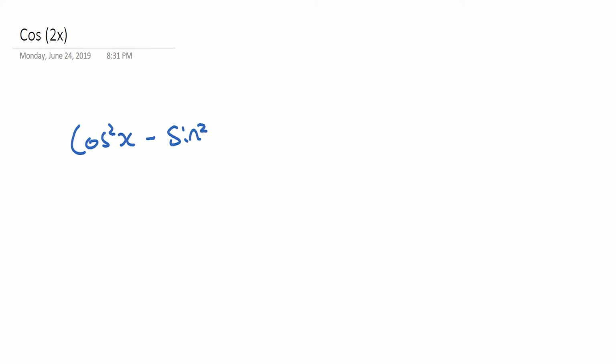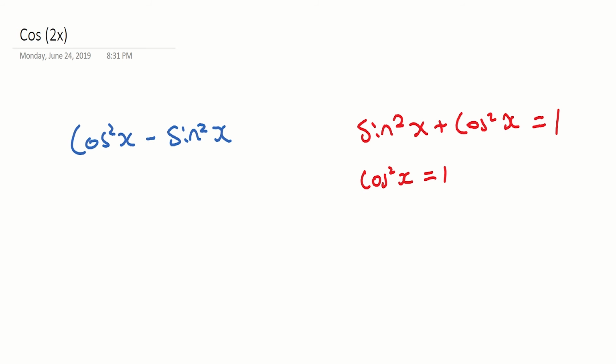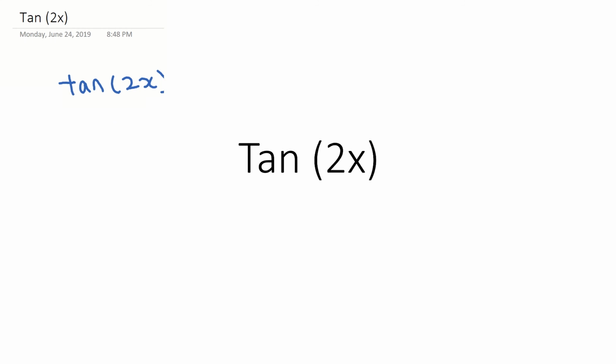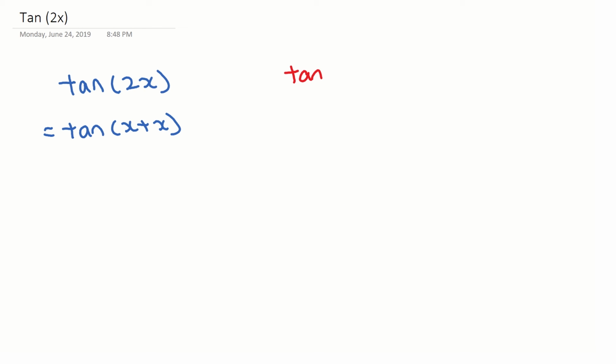In the same way, we can also make cosine square of x the subject of the Pythagorean identity, which equals 1 minus sine square of x. Substituting that into cosine square of x minus sine square of x will give us 1 minus sine square of x minus sine square of x. Hence, cosine of 2x also equals 1 minus 2 sine square of x. Now we know all three of the double angle formulae for cosine. Let's take a look at tan.